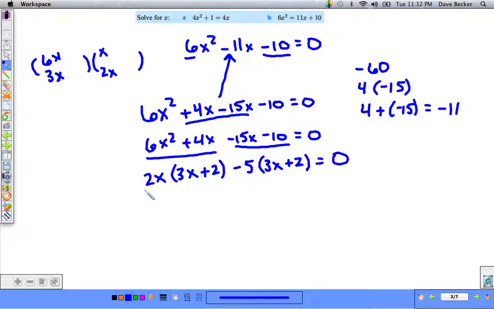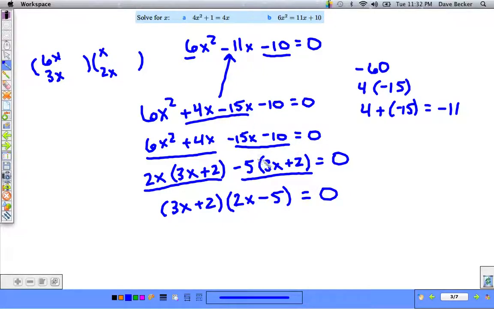Now I have a product of two terms here and a product of two terms here, and they both have in common 3x plus 2, which means I can factor that out. And what am I left with? I'm left with 2x minus 5.